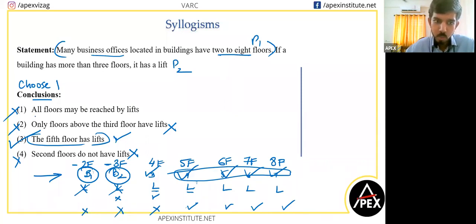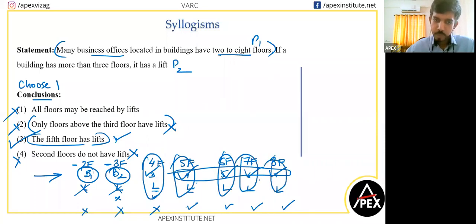Some want an explanation for the second option: only floors above 3rd floor have lift. So those buildings which have more than 3 floors have a lift, and I am circling them now. But they also have first and second floor. They have more than 3 floors, but they have first and second floor. So this building has first, second, third, fourth floor. This building has first, second, third, fourth, fifth floor.